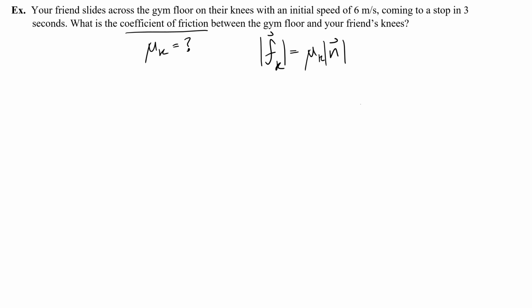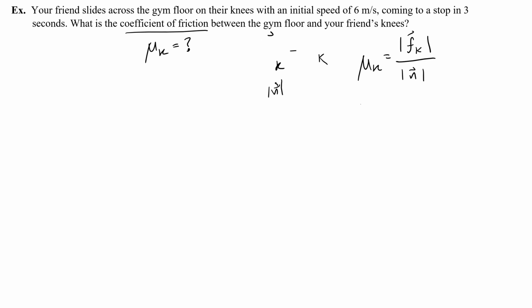Okay, so to get the coefficient of friction, I divide both sides by the normal force, and my equation looks like this, which I'll rewrite so it's a little bit prettier. Mu k, the coefficient of friction, equals the absolute value, or the magnitude, of friction, divided by the magnitude of the normal force. Okay, so it looks pretty. I like it. I'll leave it there.